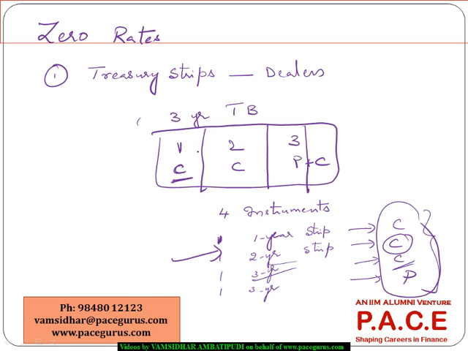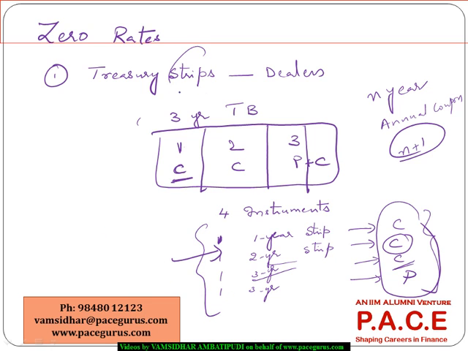So a coupon bond, a traditional treasury bond, a coupon based bond, is getting converted into 4 zero coupon bonds. If it is an N-year bond with annual coupon payments, then it could be split into N plus 1 zero coupon bonds, N for the coupons and 1 for the principal. If it is stripped in this kind of way, they are called treasury strips.